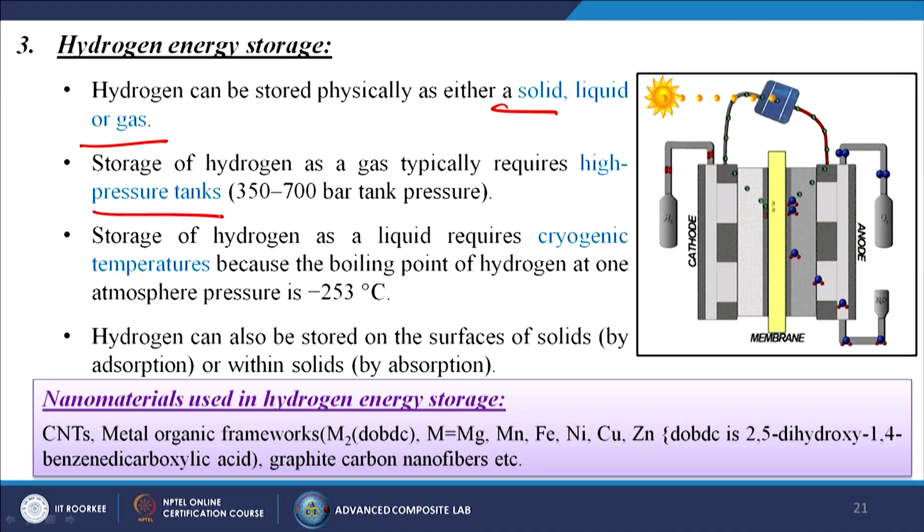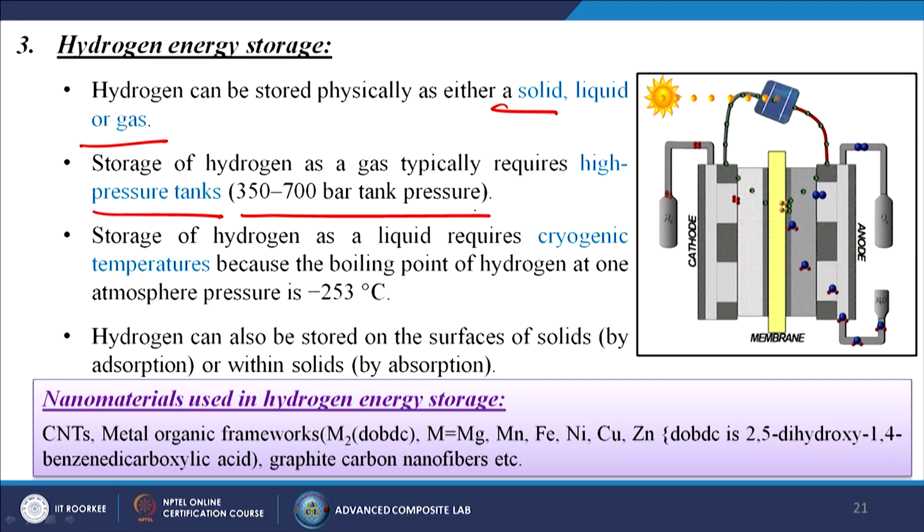Storage of hydrogen as a gas typically requires high pressure tanks, which is also one drawback for storing hydrogen as a gas. Generally 350 to 700 bar tank pressure is required. Storage of hydrogen as a liquid requires cryogenic temperatures, because it goes down to minus 253 degrees centigrade. Hydrogen can also be stored on the surface of solids by adsorption or within solids by absorption.